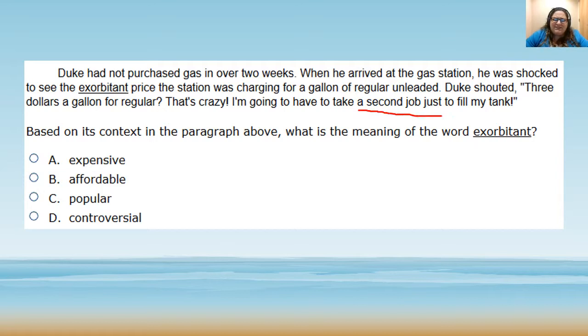If you need to take a second job to be able to pay for something, that means that it's absolutely not affordable. Not many people want to be shocked. They don't want to shout. These are all negative things. So this isn't a very popular idea. Now, what makes more sense here? The fact that the gas is expensive or that it's controversial? Given the context here, I really can't determine if it's controversial or not, but I can get a pretty clear sense that it's probably something that's very expensive.